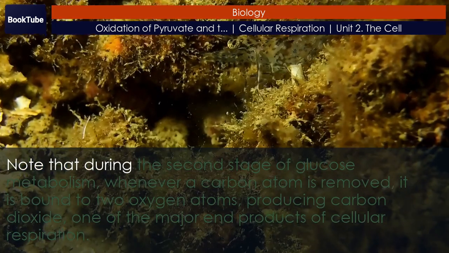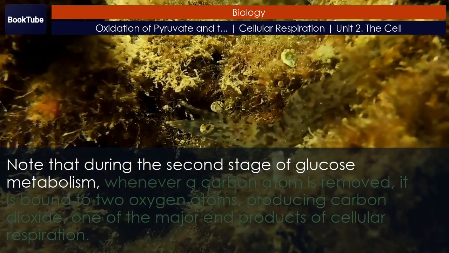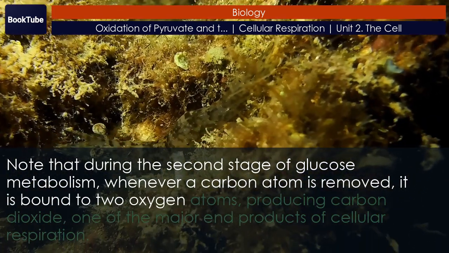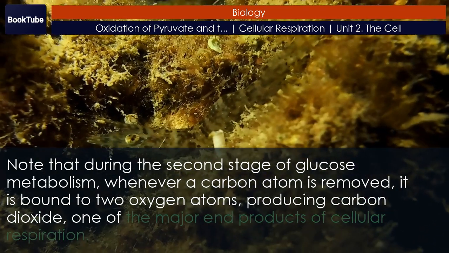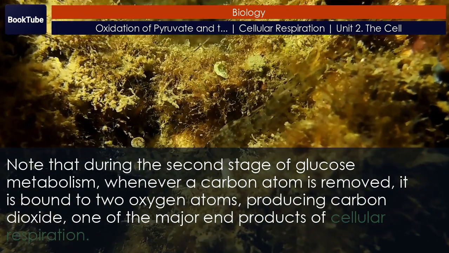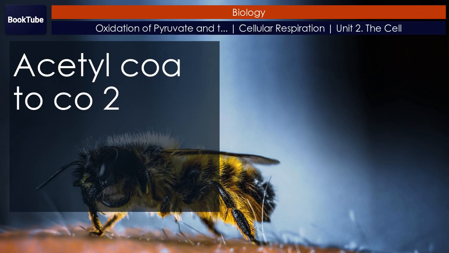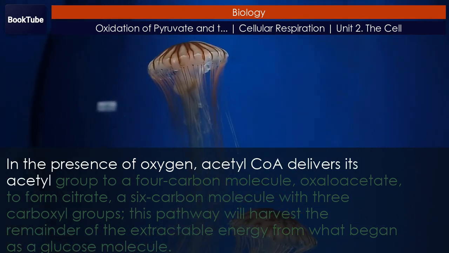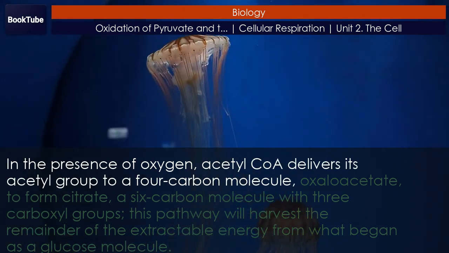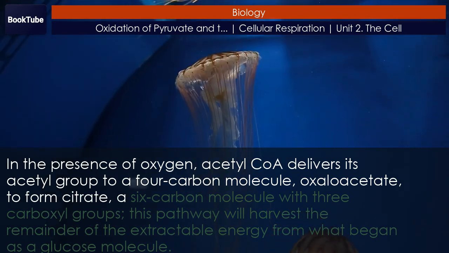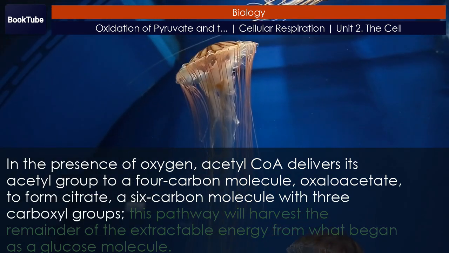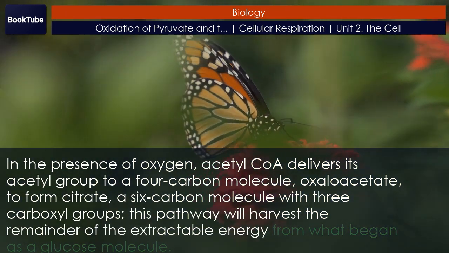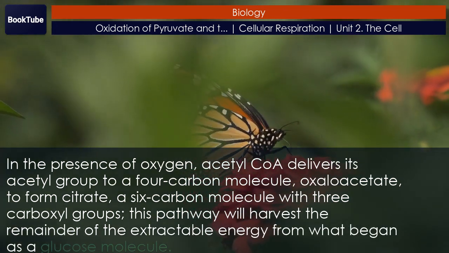Note that during the second stage of glucose metabolism, whenever a carbon atom is removed, it is bound to 2 oxygen atoms, producing carbon dioxide, one of the major end products of cellular respiration. Acetyl-CoA to CO2. In the presence of oxygen, acetyl-CoA delivers its acetyl group to a 4-carbon molecule, oxaloacetate, to form citrate, a 6-carbon molecule with 3 carboxyl groups. This pathway will harvest the remainder of the extractable energy from what began as a glucose molecule.